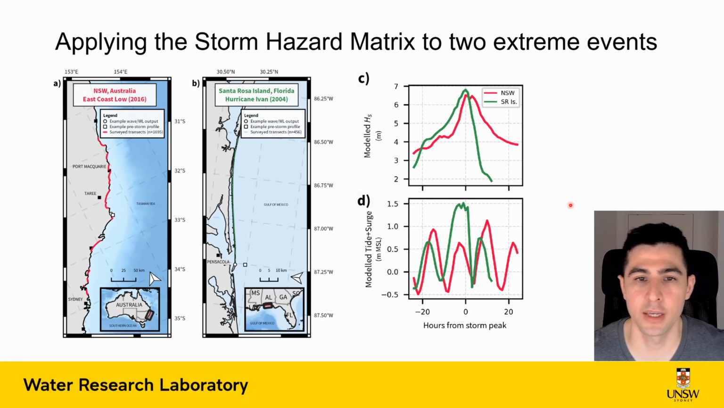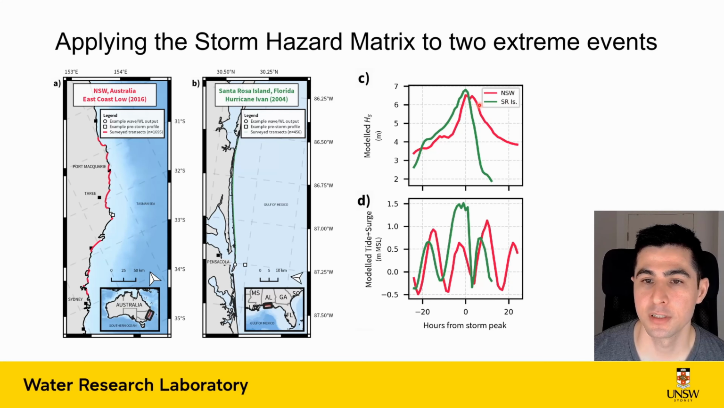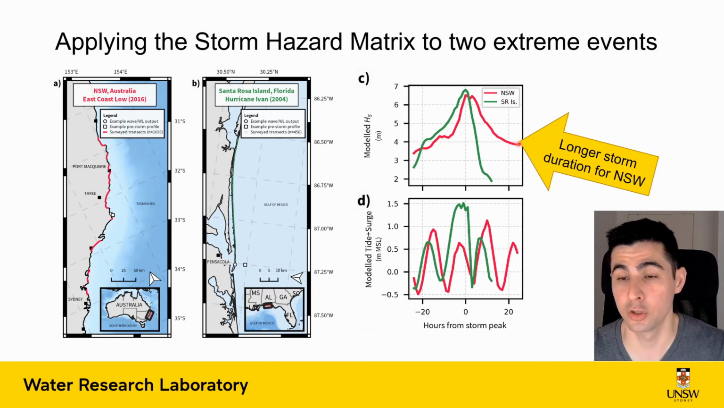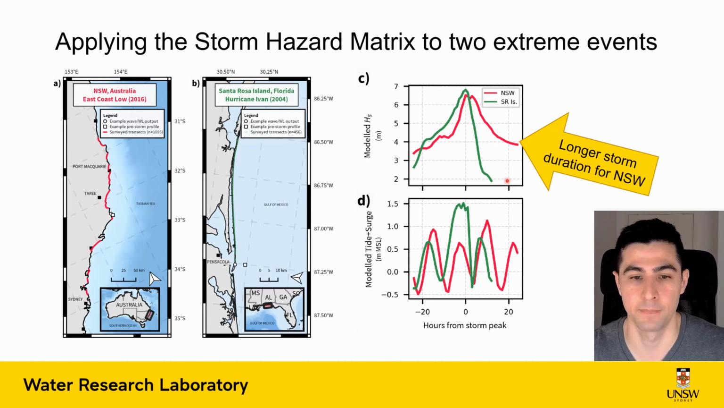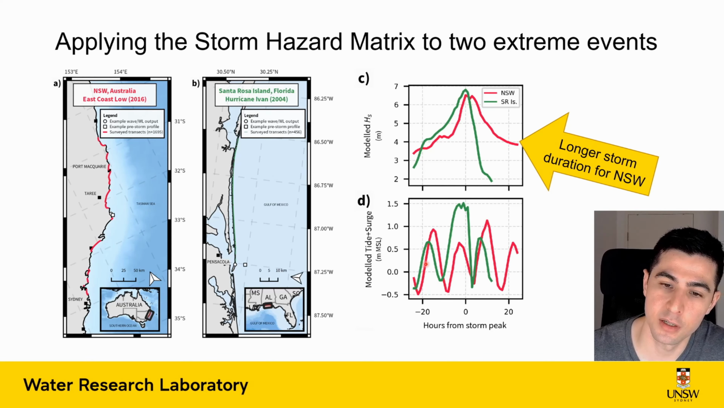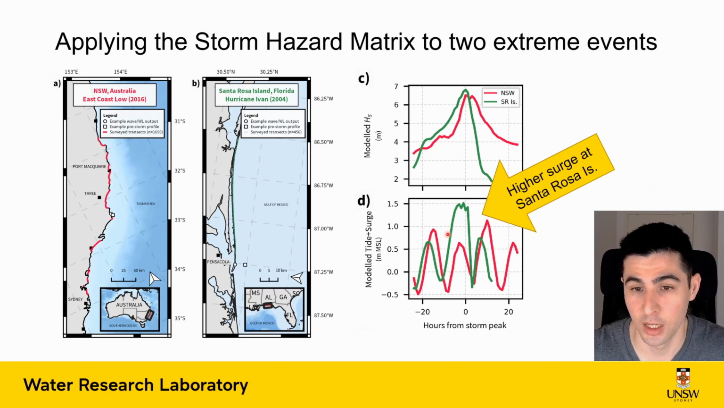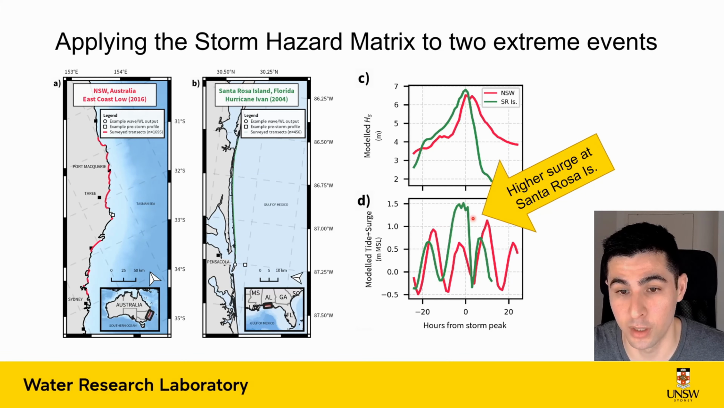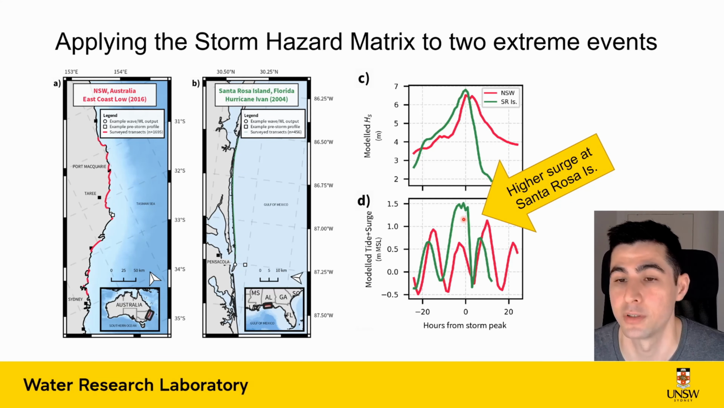So if we look at the wave heights, so we have time on the x-axis, wave height on the y-axis, you can see that the New South Wales event was a much longer duration. So we had much more cumulative wave energy impacting our coastline. But in the Santa Rosa Island event, where we're looking at the storm surge, the green line represents the surge at Santa Rosa Island, and you can see that that is much greater than what the New South Wales coast experienced.